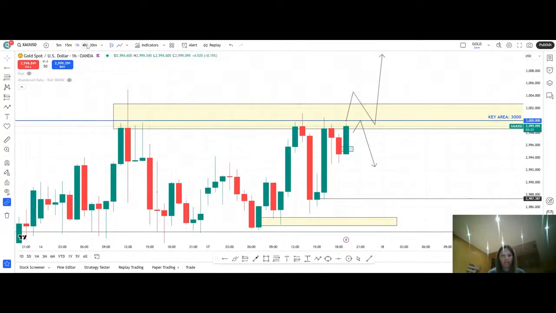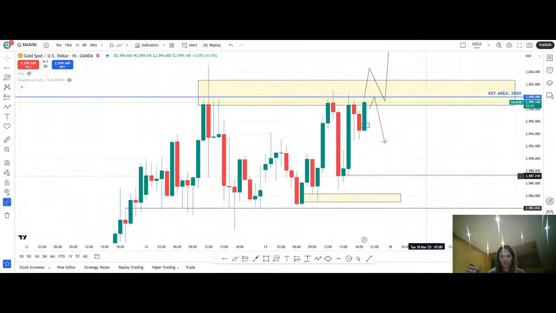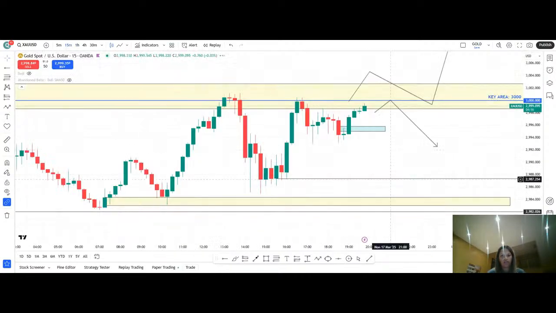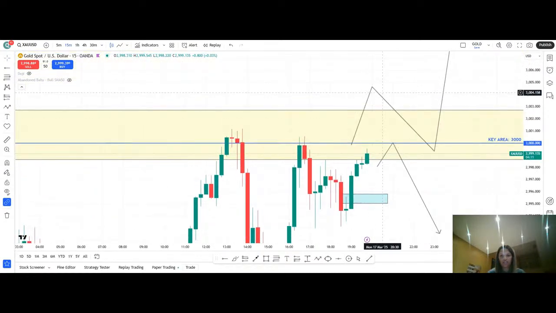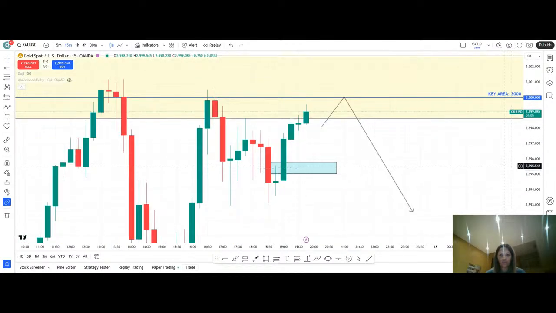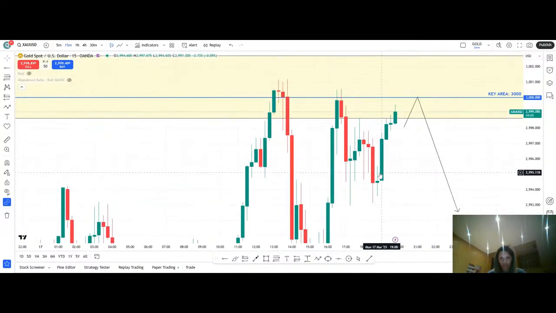However, I do think this consolidation is making ready to drop. It's preparation for price to drop. So yeah, that is it for tonight, guys and girls. Maybe tomorrow night we will have more momentum in the market, better entries, better setups. And can you see how it's rejecting off this zone here?